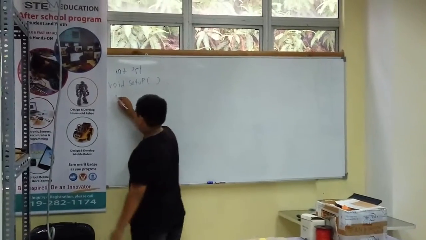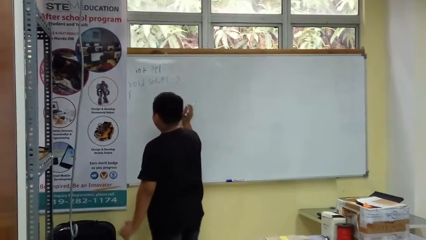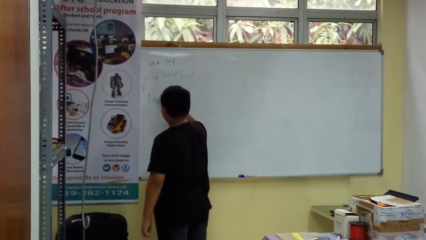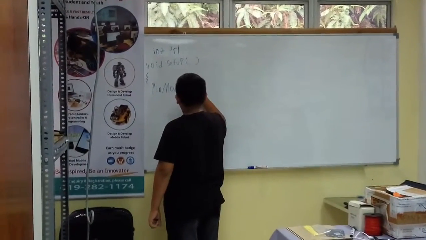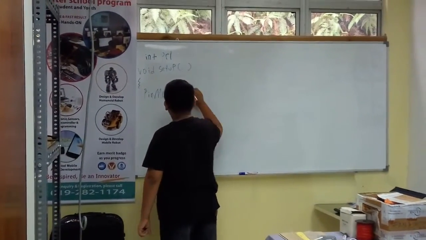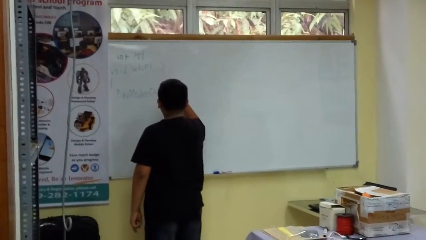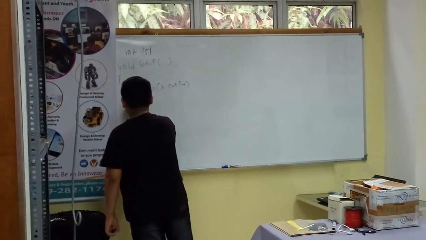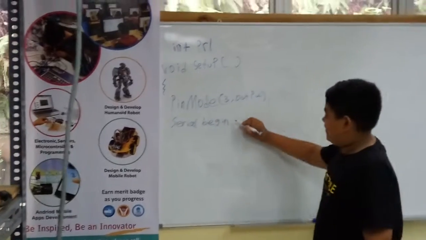Open curly bracket. And you need to do like the pin you're using to write pinMode. Declare the pin. Output. See this one.